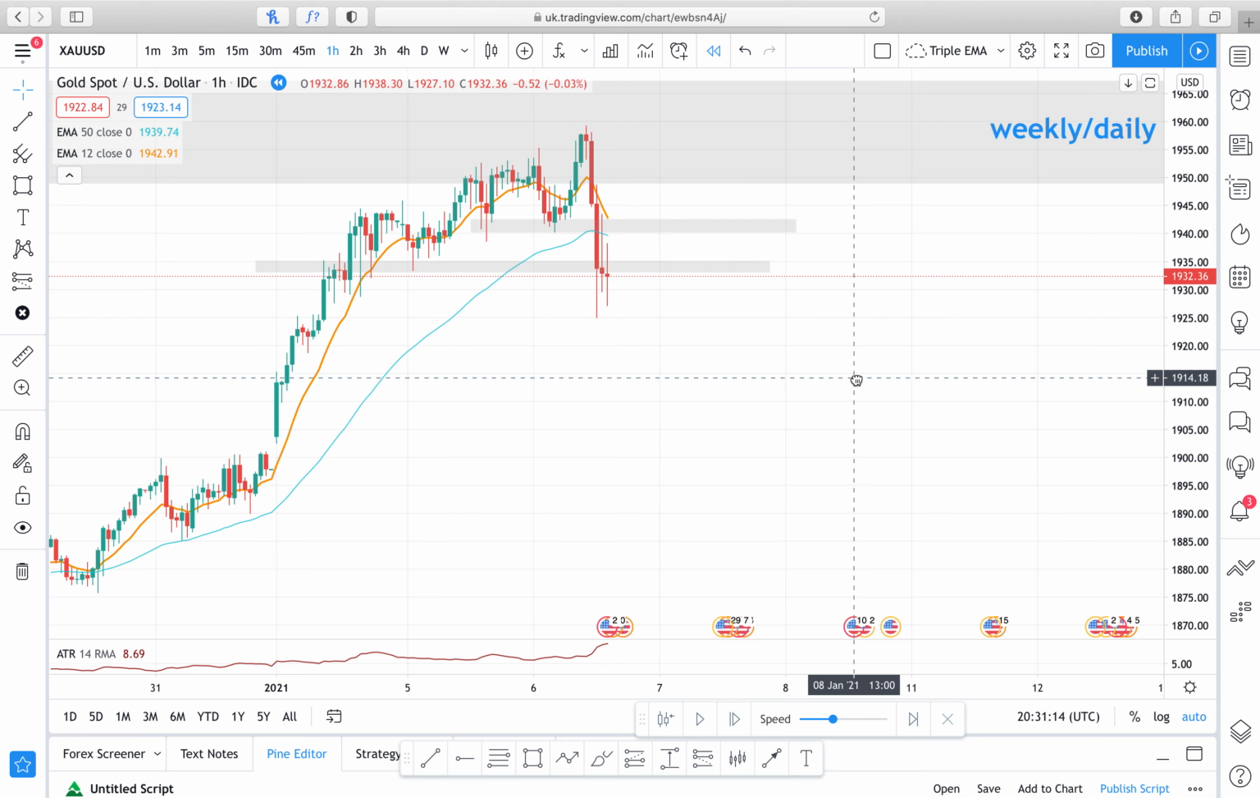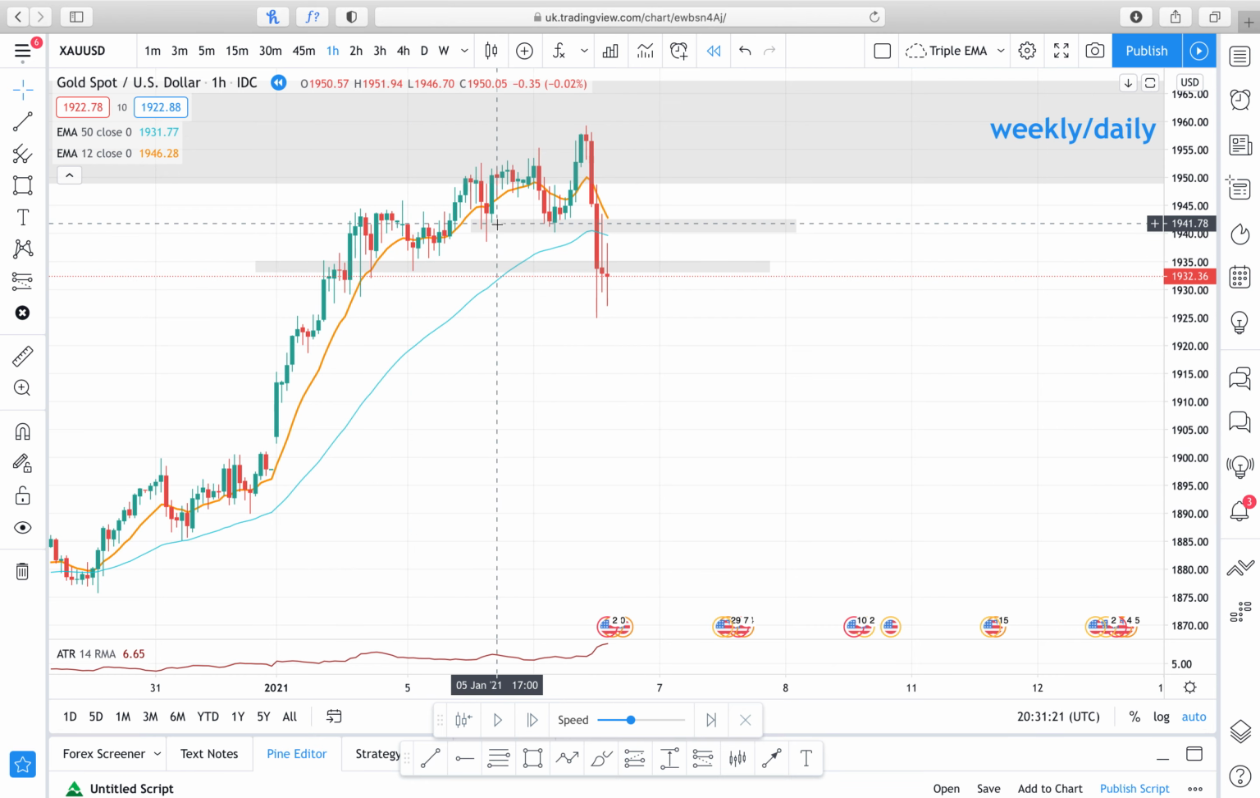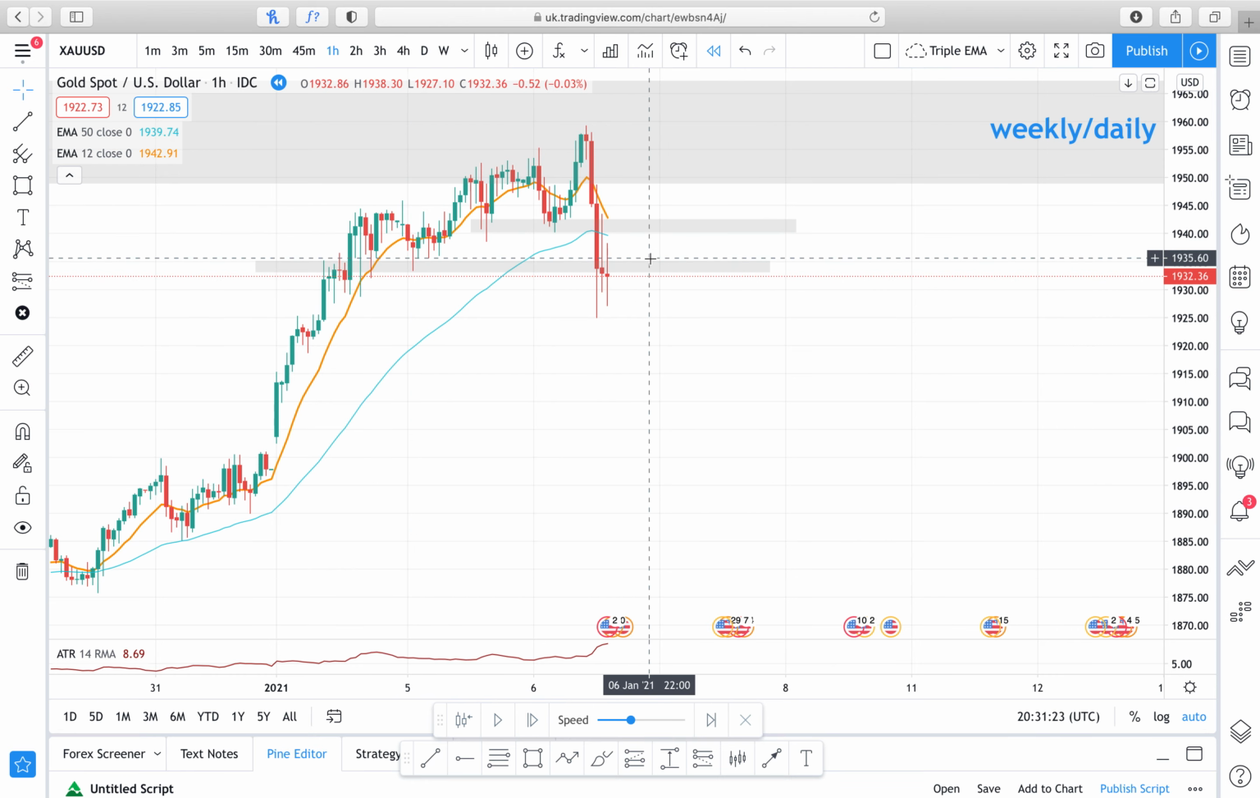If you do miss a setup, it happens. It's part of trading. But what you need to do is just keep self-composed. Do what I did. Just map out some zones and see if price retests those zones.